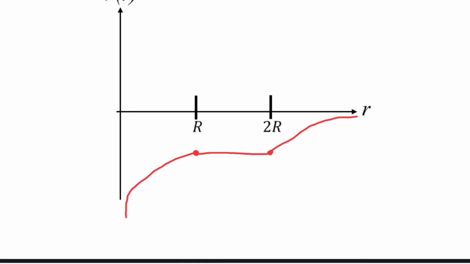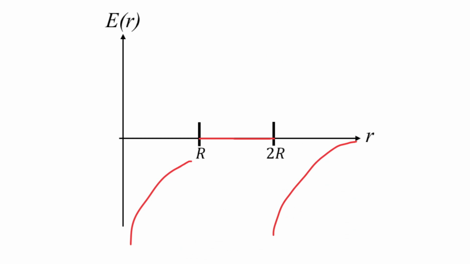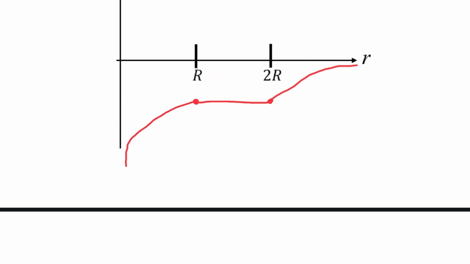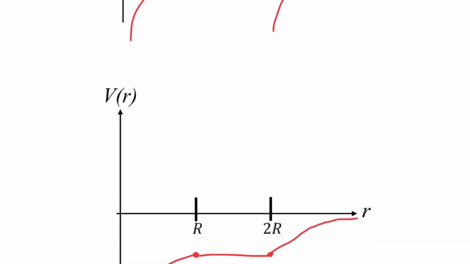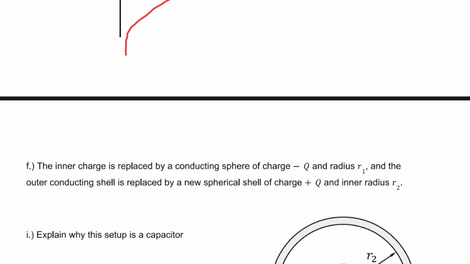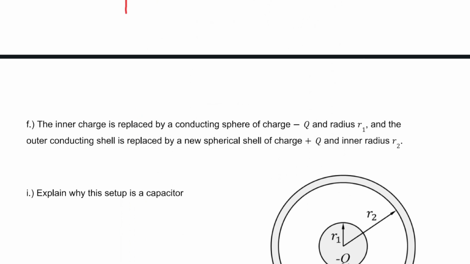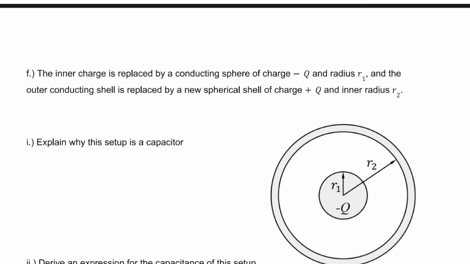There's an alternate approach that involves using the negative integral of E to get V, because E is supposed to be the negative slope of V. And you can see that this is consistent. And it just keeps on giving.